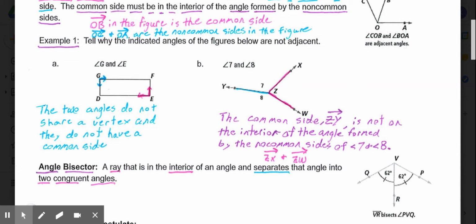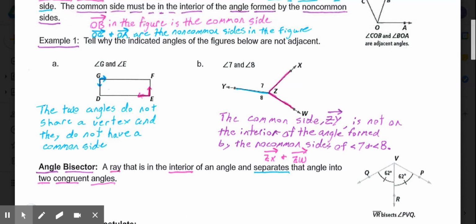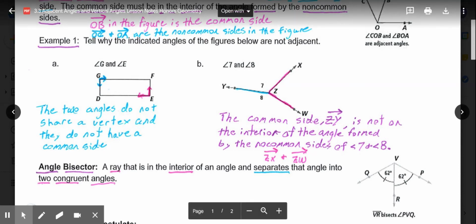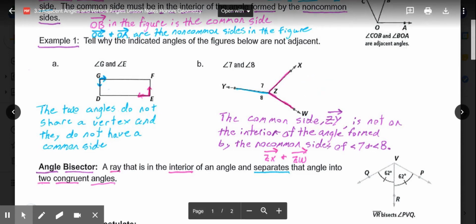In B, angle 7 and angle 8, they do share a common side, which is ZY, but ZY is not on the interior of XZW, the larger angle that they form. So ZY, the common side, is not on the interior of the non-common sides. If ZY was going from Z to Y this way, then 7 and 8 could be adjacent angles.